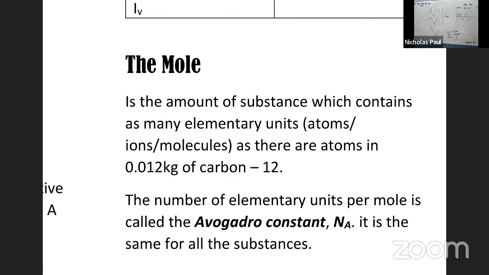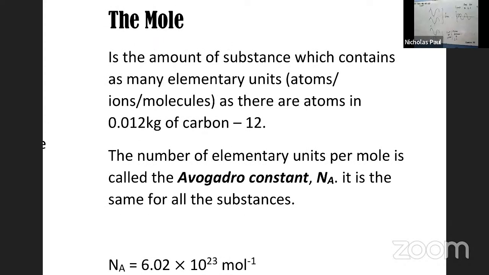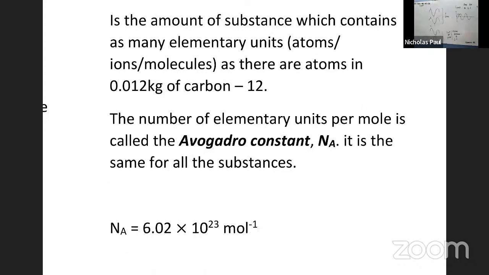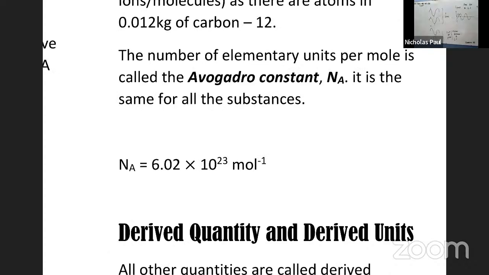You should remember about moles. A mole is the amount of substance which contains as many elementary units as there are atoms in 0.012 kilograms of carbon-12. Here you have the Avogadro constant, the number of molecules in a mole. Make sure you remember that.